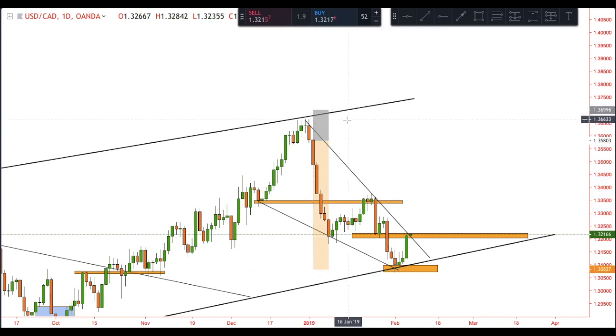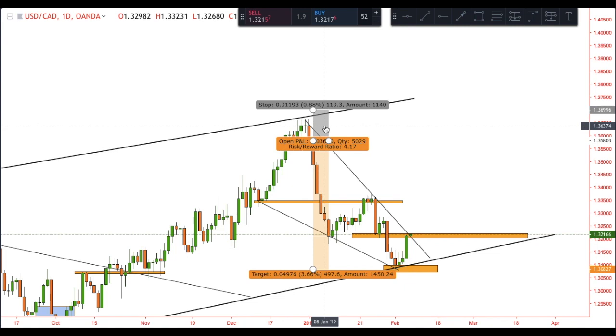Boom. Let's just say on this trade, I'm risking 119 pips just to gather 497 pips. Now, the reason why a lot of day traders or scalpers don't want to trade this is because they can't fathom having a stop loss that's over 100 pips.